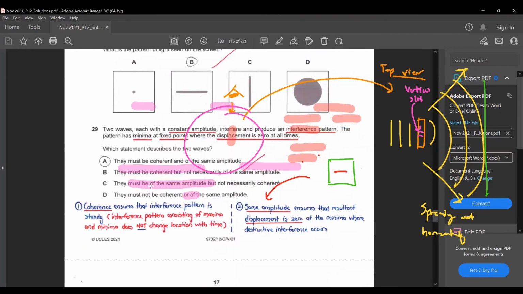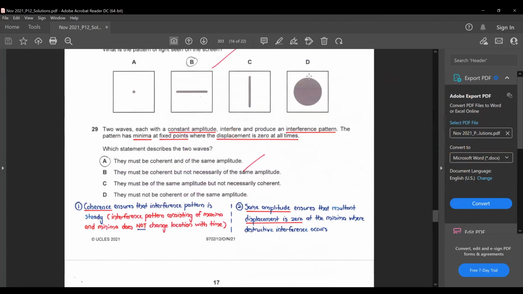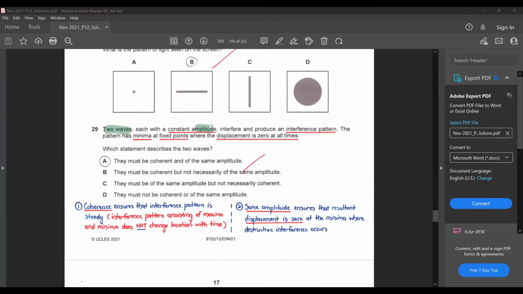And after that, question 29. So I'll clear off whatever I have here. Now, question 29. They mention that two waves, each with constant amplitude, interfere and produce an interference pattern. The pattern has minima at fixed points where the displacement is 0 at all times. Which statement describes the two waves?